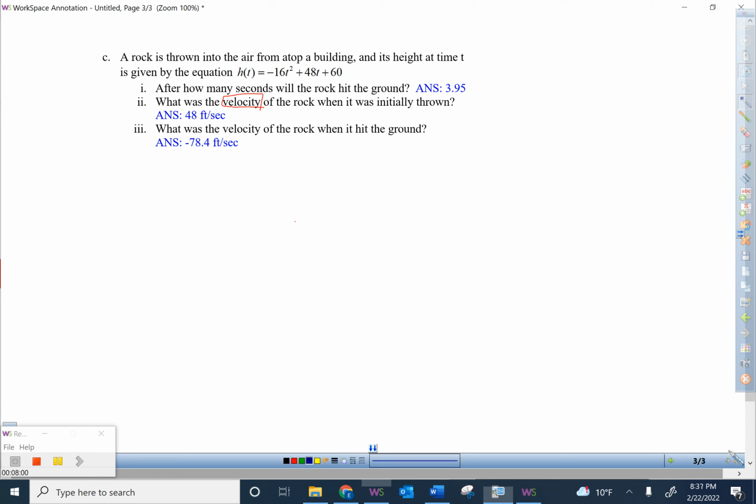Last problem is dealing with velocity. It says a rock is thrown into the air from the top of a building, and its height at time t is given by this equation. I'm going to take a moment to talk about this equation. It's actually Newton's law, which looks like h(t) equals -1/2 acceleration due to gravity t squared plus initial velocity t plus initial height. So when you're looking at this piece, the initial height, this 60, is telling you how high that building was that it was jumping off of.